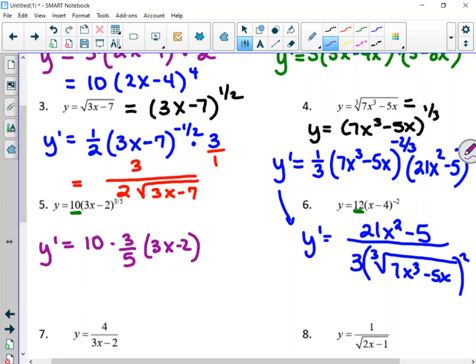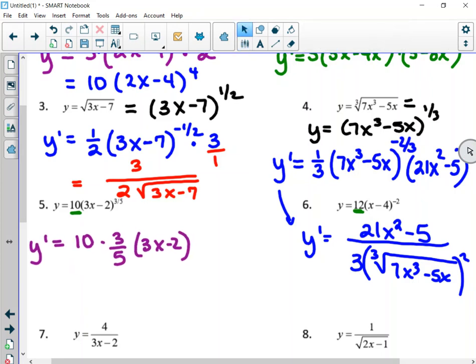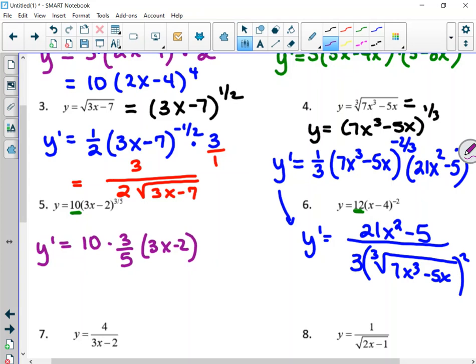So my 10 is there. I'll have my 3/5, my 3x minus 2 to the negative 2/5, times another 3.